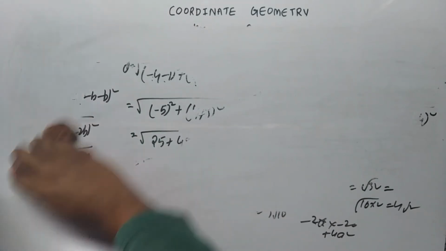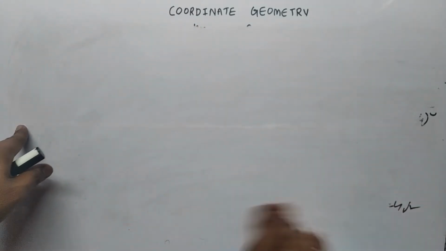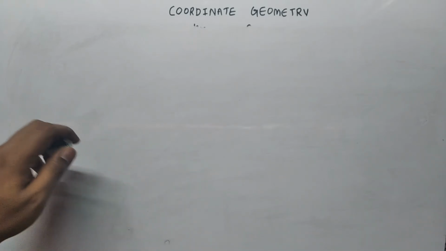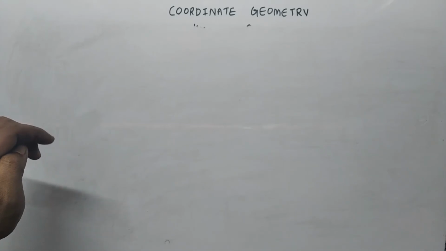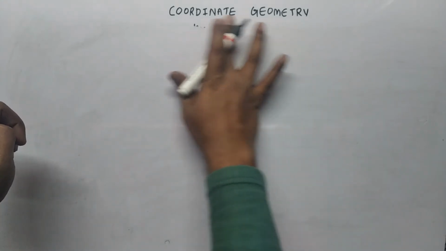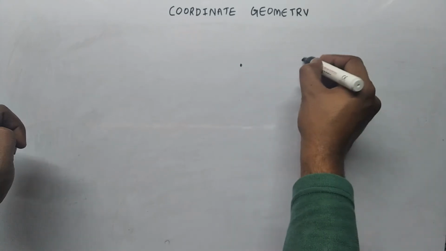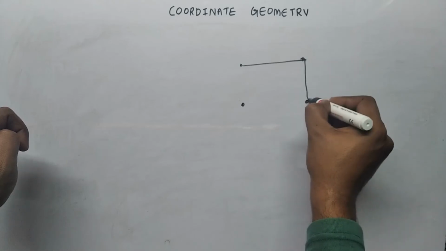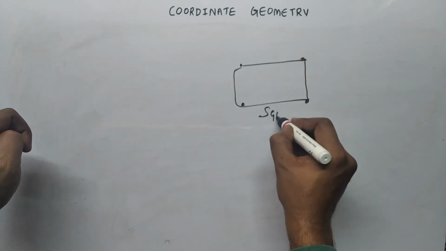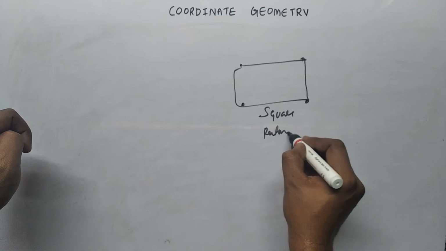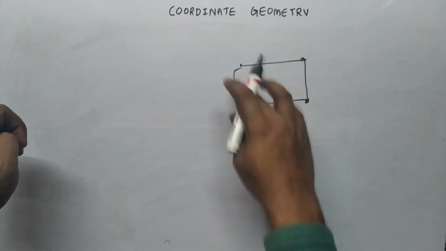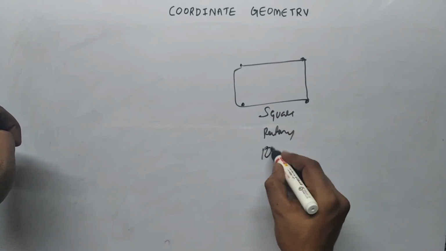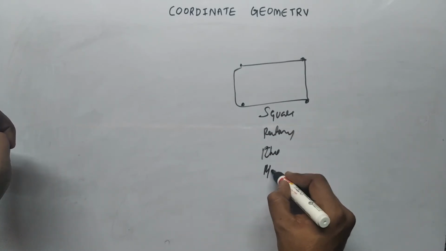So now I will explain some topics. In the next class, first you need to understand the different types of questions which will be asked on the distance formula. Suppose we have any 4 points, they will be giving you the 4 points. They will be asking whether these 4 points are forming a square, or a rectangle, or a rhombus, or a parallelogram.